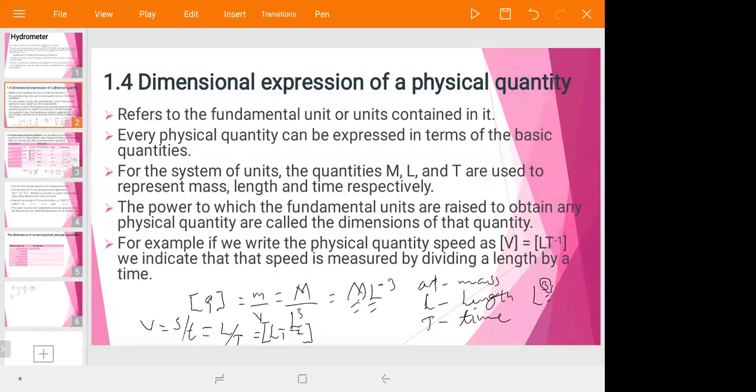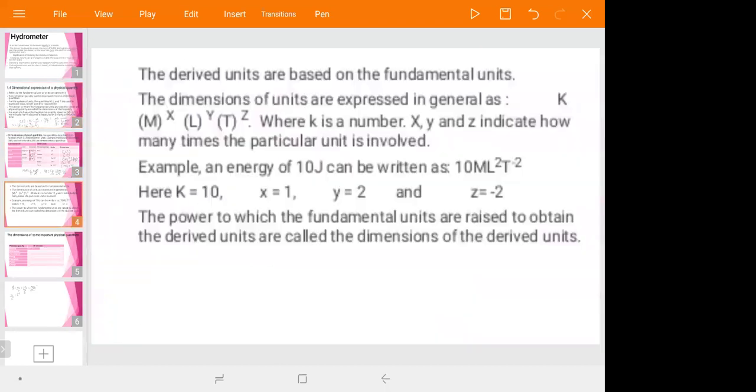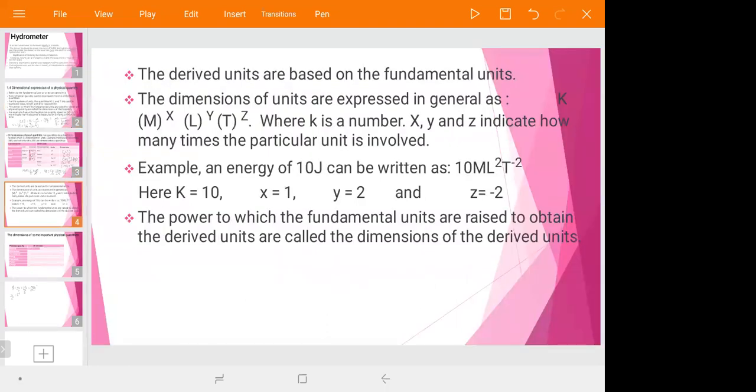The other one, under dimension of physical quantity: the derived units are based on fundamental units. You know this one. For example, Newton. Is Newton a derived or a fundamental unit? Right. Newton is derived. So 1 Newton is equal to kilogram meter per second square.